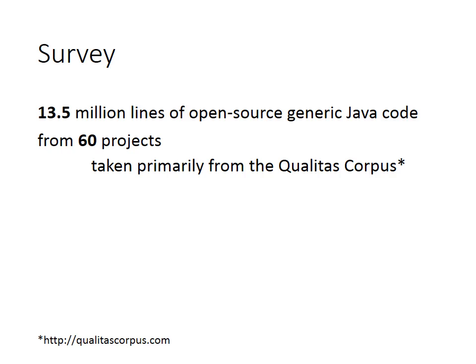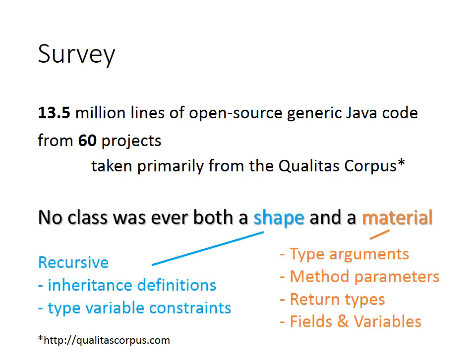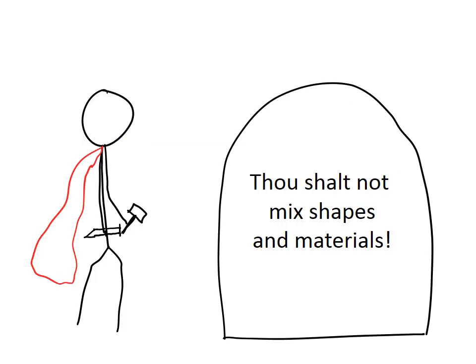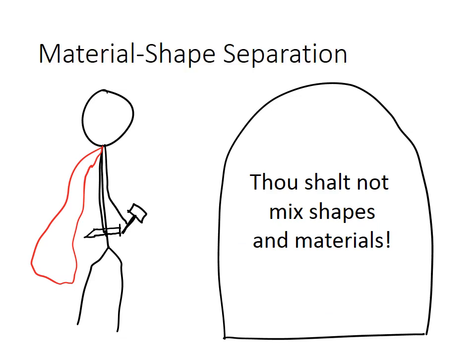Now, across all these projects, we did not find a single class or interface that was ever both used as a shape and a material. That means no type was both used in recursive inheritance definitions and type variable constraints and as a type argument, method parameter, and so on. Great, said our researcher. Set the principle in stone and call it material shape separation.